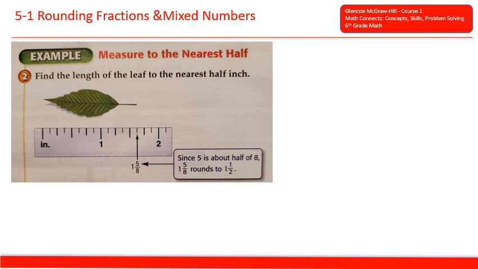Example, measure to the nearest half. Find the length of the leaf to the nearest ½ inch. So, since 5 is about half of 8, 1 and 5/8 rounds to 1.5. See that where they show us that the leaf is 1 and 5/8 inches long. So we're going to round that to 1.5.